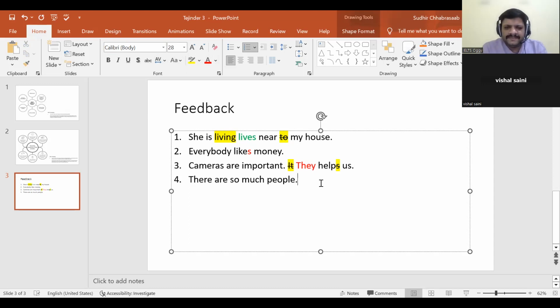And the last one. There are so much people. There are so many people. And why is that the case? When you have countable nouns, it is "so many." Yes, there are so many people. That's why "much" is not used, as it is for uncountables. So the error is: there are so many.